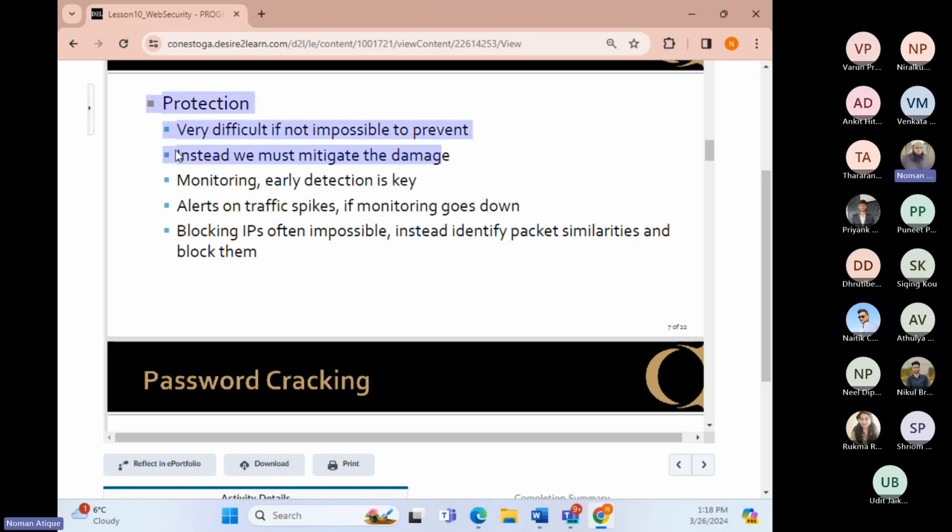First of all, they're saying that it might not be a proactive thing. And once someone has come in to attack, the DoS attack, they must mitigate the damage. Try to bring the damage down as much as possible. Monitoring and early detection is key. So again, if we can find out quickly.